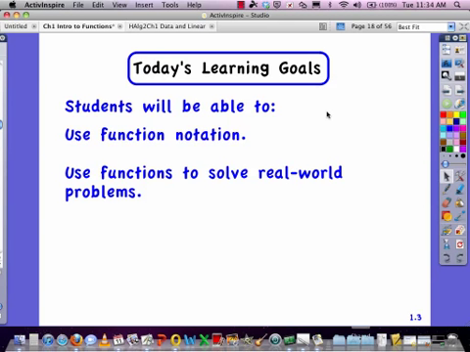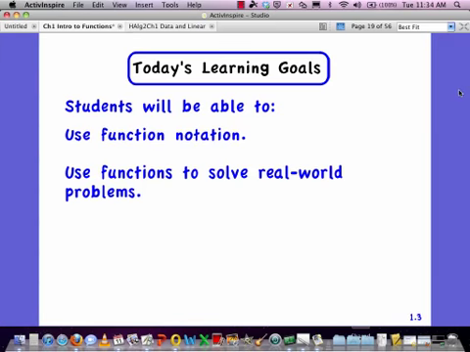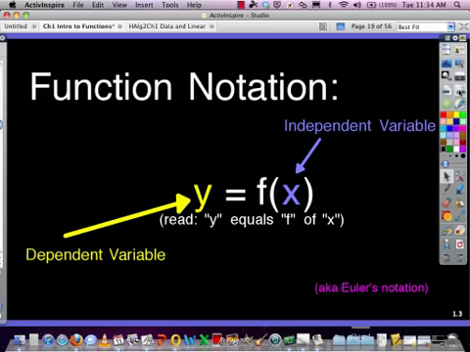Okay, in this section, 1.3, in our textbook, you can see students will be able to use function notation and use functions to solve real-world problems. Our function notation can be written several ways, but this first one, in function notation, you will see y equals f of x, and that's exactly how you read it.